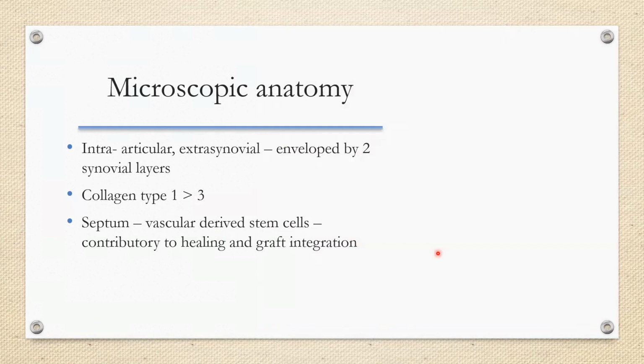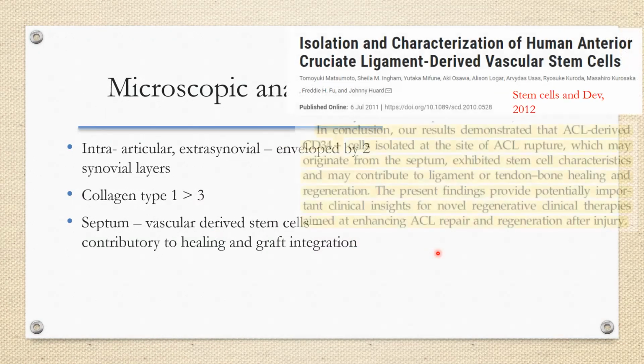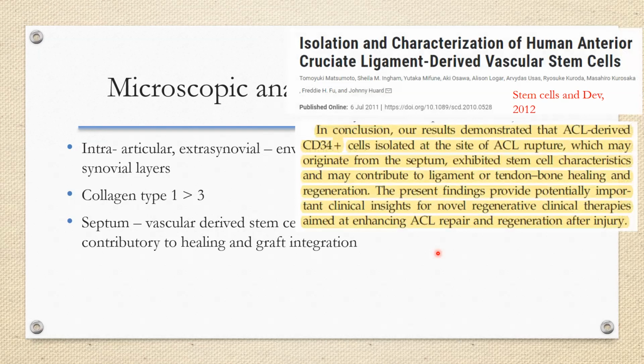The septum consists of vascular derived stem cells, which, as shown by the study by Matsumoto et al. in 2012, seem to have an important role in regulating ligament or tendon to bone healing, and thus could be crucial in graft remodeling and graft integration after injury.